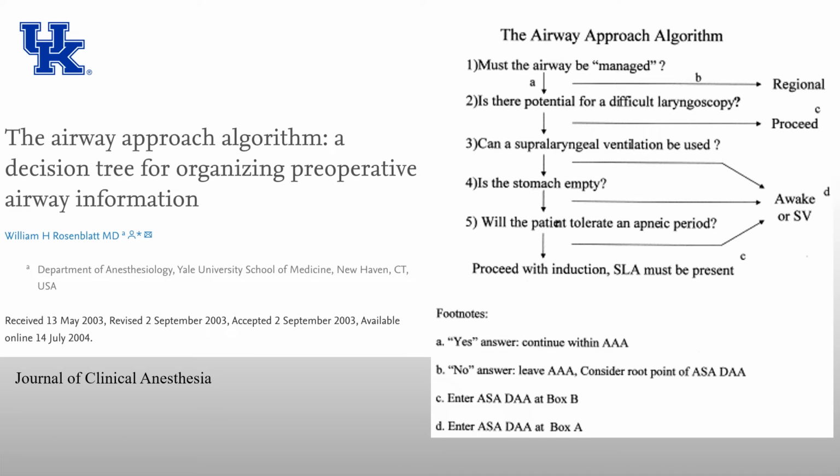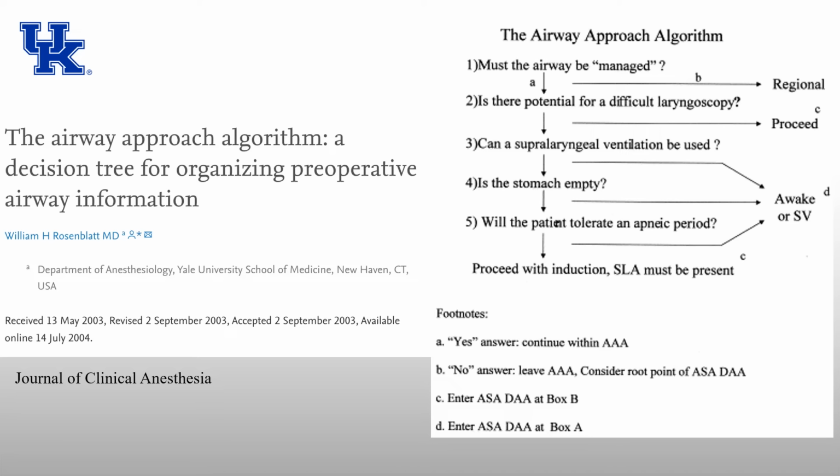This initially wasn't part of the difficult airway algorithm, but it is now incorporated. It was published in 2003 in the Journal of Clinical Anesthesia by William Rosenblatt, and it's the Airway Approach Algorithm, a decision tree for organizing preoperative airway information. Again, this is now incorporated in the difficult airway algorithm before you get to the algorithm itself. This decision tree basically asks 5 questions.